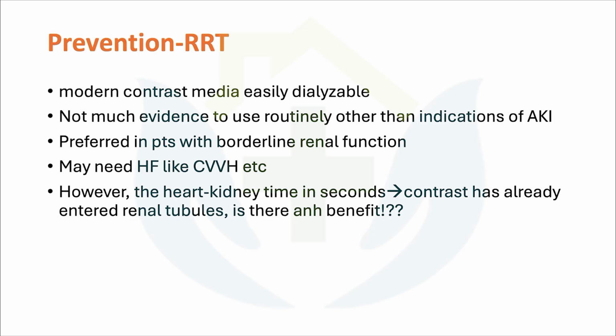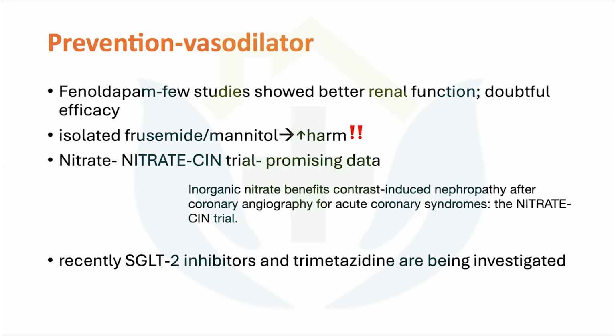And in the modern era, we can also use a filtration-based strategy like continuous veno-venous hemofiltration, which also removes higher molecular weight substances. It can be added. Now, coming to a few tidbits about some other not so conventional therapies. The role of vasodilators like fenoldopam: not so much of a role, though one study showed some benefit. It is a selective dopamine D1 receptor agonist that causes renal vasodilatation, but it is not very useful. There is one trial which showed that using nitrates reduces the risk of CIN, and the data was quite promising, but again, there is not much of a role. Recently, SGLT2 inhibitors, which have been the cornerstone of management of all kinds of heart failure and CKD patients, and trimetazidine have been investigated, but there is not much data yet.